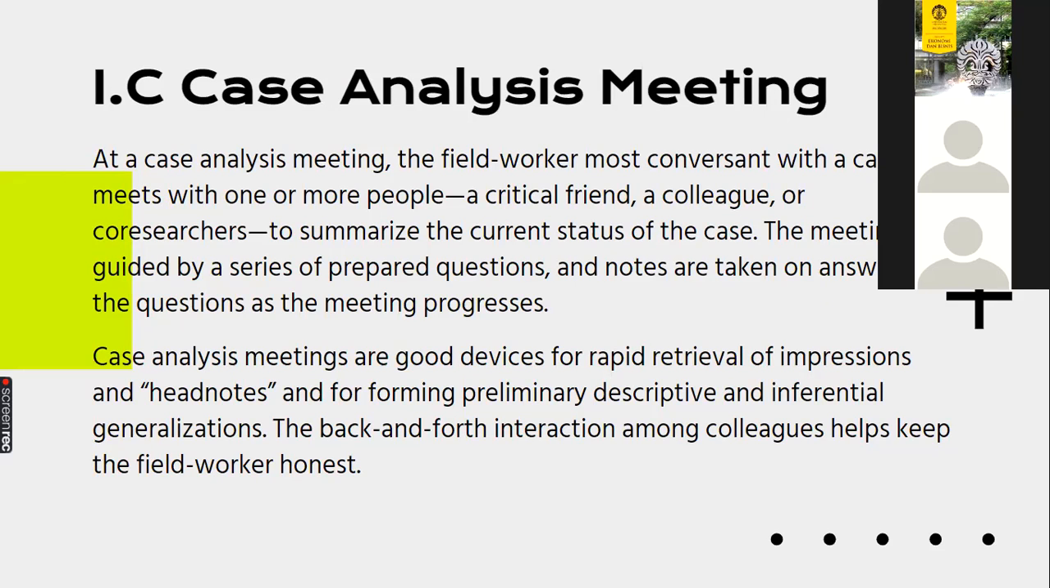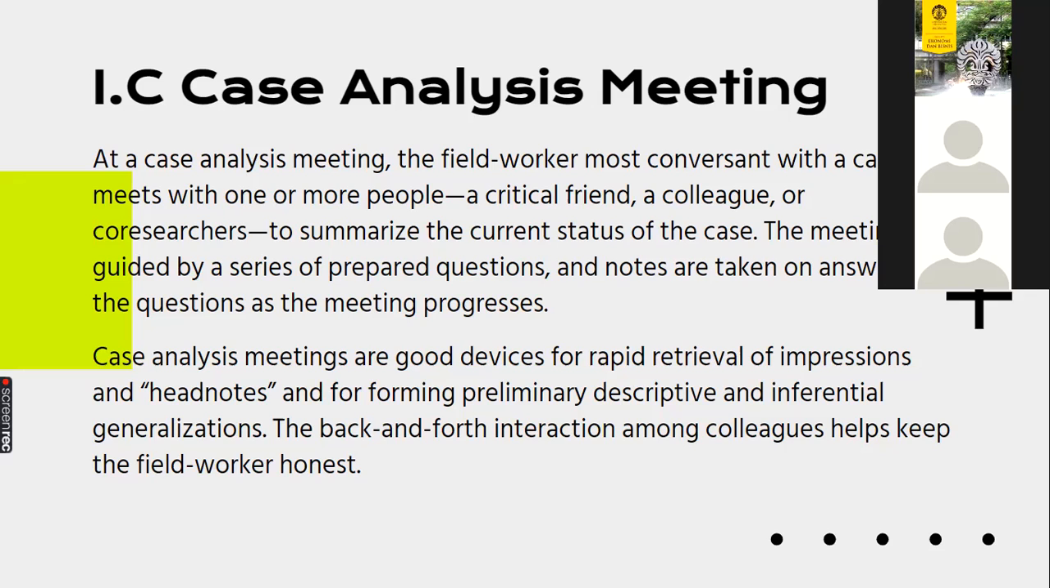Okay, so the third form is the case analysis meeting. At a case analysis meeting, the field worker most conversant with a case meets with one or more people to summarize the current status of the case. The meeting is guided by a series of prepared questions and notes are taken on answers to questions as the meeting progresses. Case analysis meetings are good devices for rapid retrieval of impressions and head notes and for forming preliminary descriptive and inferential generalizations. The back and forth interaction among colleagues helps keep the field worker honest.